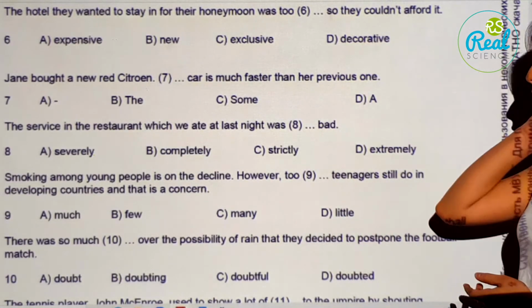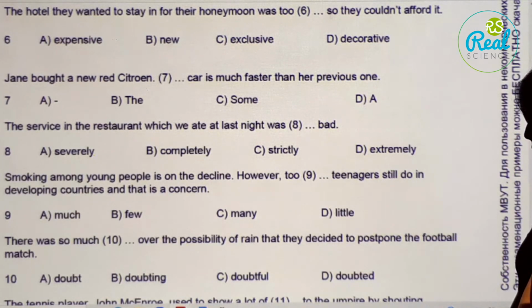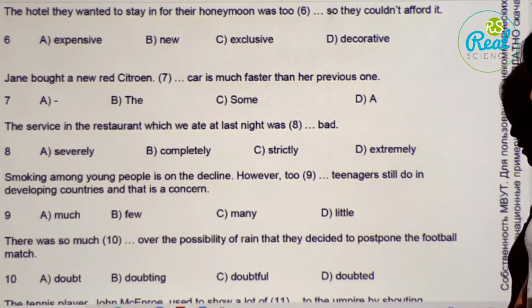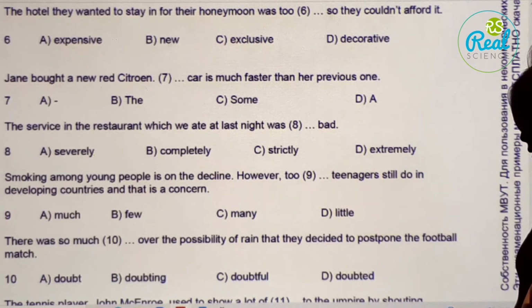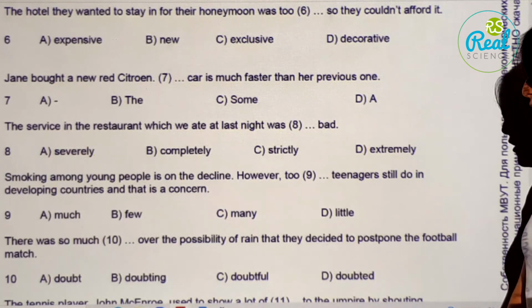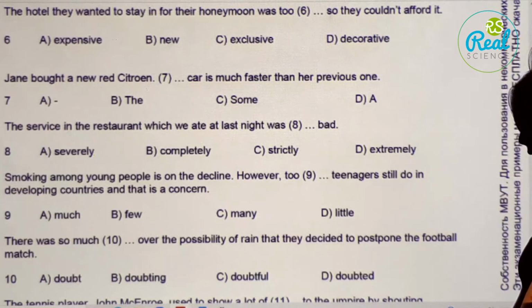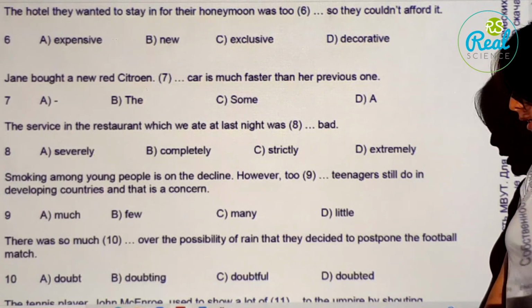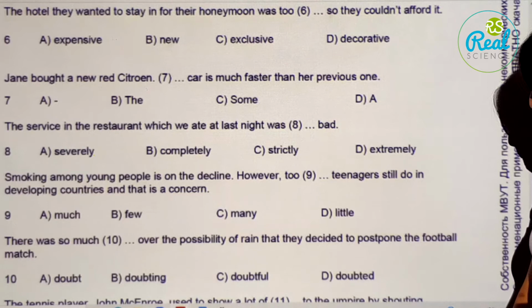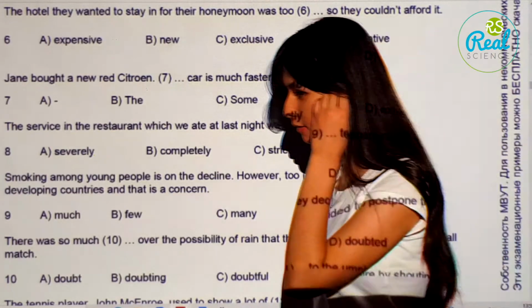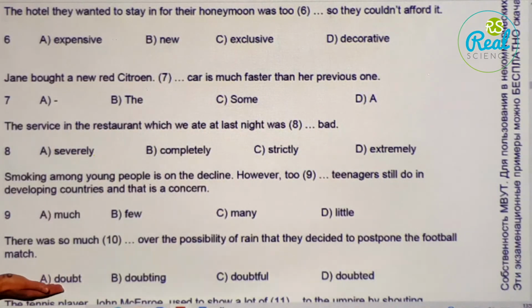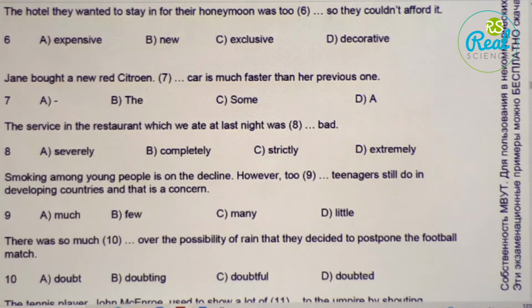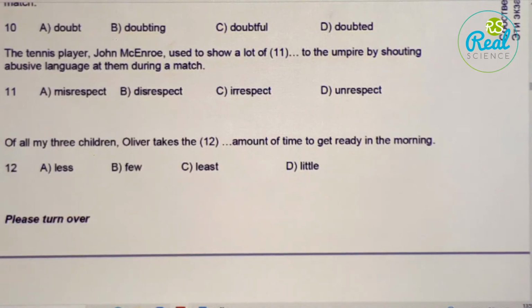There was so much doubt over the possibility of rain that they decided to postpone the football match. Okay. There was so much doubt over the possibility of rain. Not doubting, not doubtful, not doubted. It's A1, yes. The correct answer is A1. Very good. Okay, now let's move on.